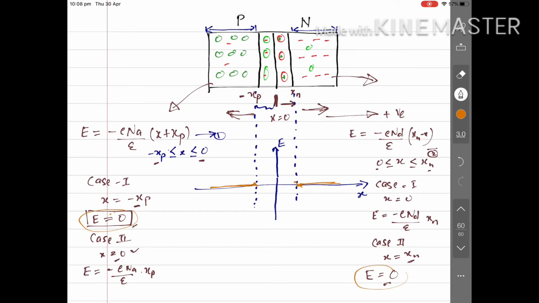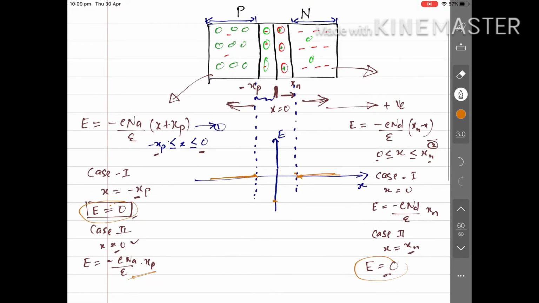Now at x is equal to 0, we have found the value of E is equal to this much. Let me say that this point is this value, minus e N_A over epsilon x p. And in the case of x of N, obviously the value of electric field would be the same at the same point.